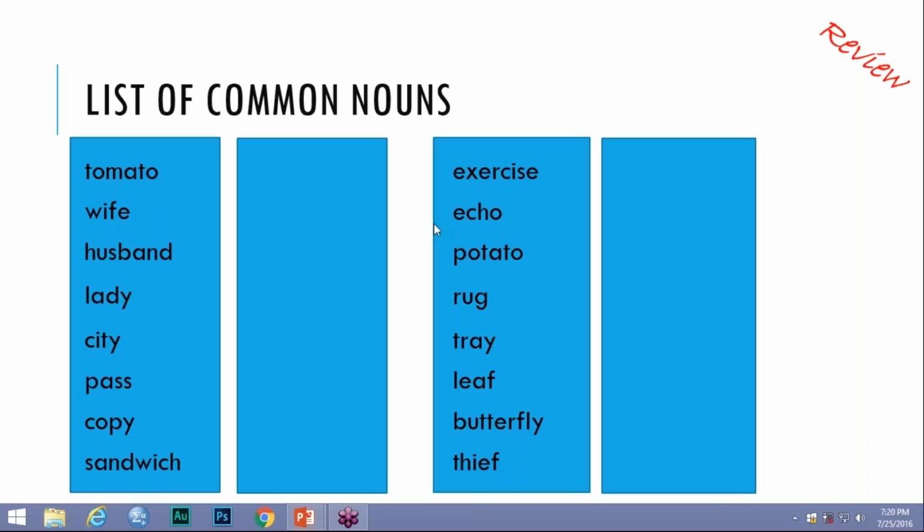Butterflies. Yeah. All of those, yeah. And even the last one, thieves. Yeah. Good. Not tray, not tray. Why? Because it's next to a vowel. So you don't want that one. Good. I'm glad nobody said tray.